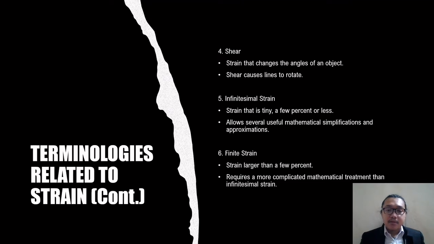The fifth one is infinitesimal strain. It is a strain that is tiny, a few percent or less, and it allows several useful mathematical simplifications and approximations. And the sixth one is finite strain. It is strain larger than a few percent, and it requires a more complicated mathematical treatment than infinitesimal strain.